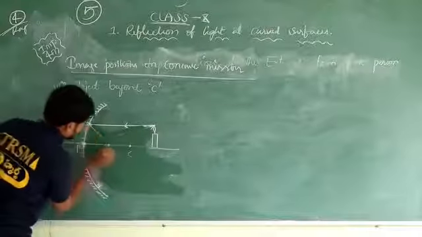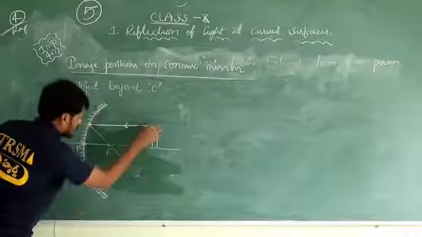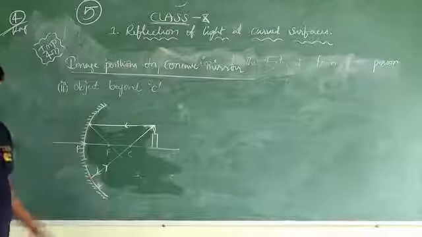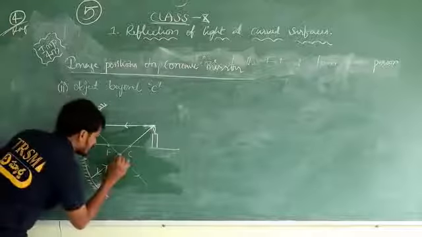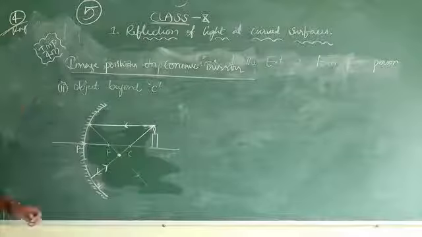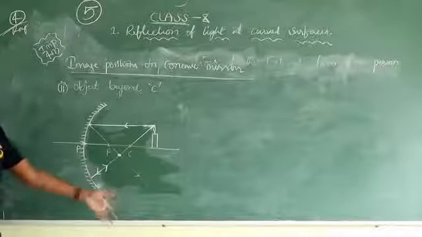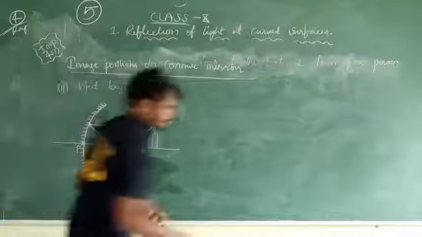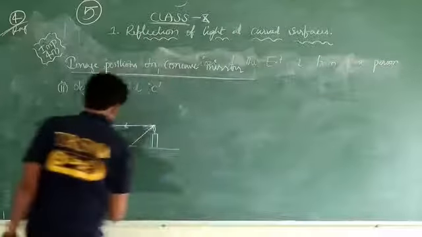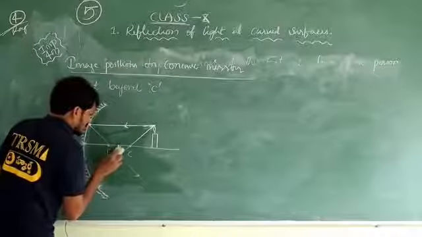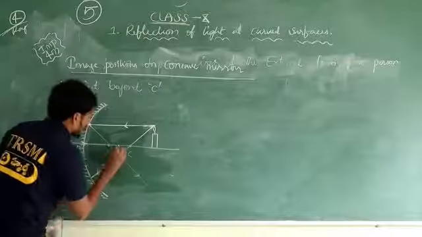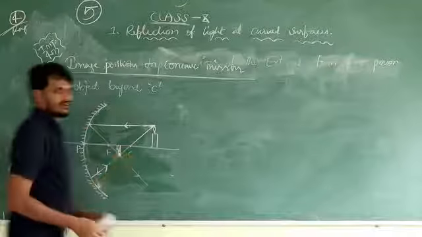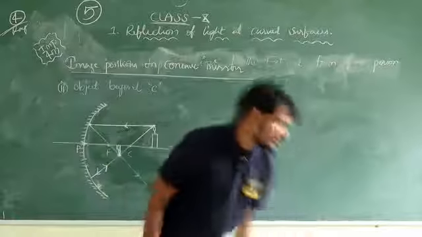The first one passes through the focus, and the second one I consider from the center of curvature, reflected from the center of curvature only. So here the intersection is completed. We know that where the 2 rays converge, the converging point is the image. The image is formed between F and C.